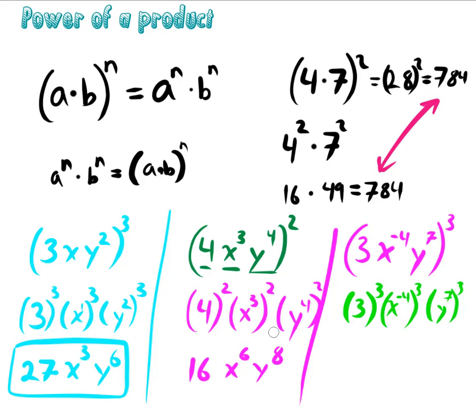All right, so here you have 3 cubed. That means it's 3 times 3 times 3. So 3 times 3 is 9. 9 times 3 is 27. So this simplifies to 27. x to the negative 4 to the 3. I have to multiply negative 4 times 3, which is going to give me negative 12. So this is x to the negative 12th, and this is y to the 21. And you're done.